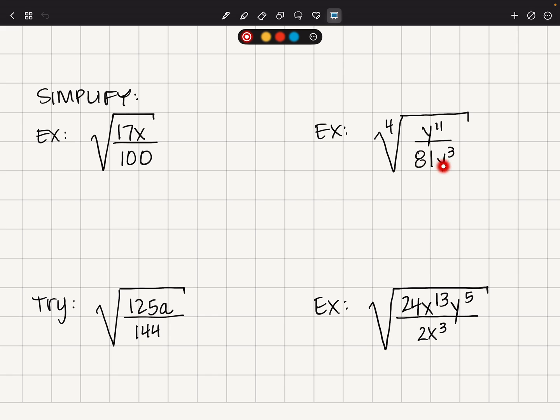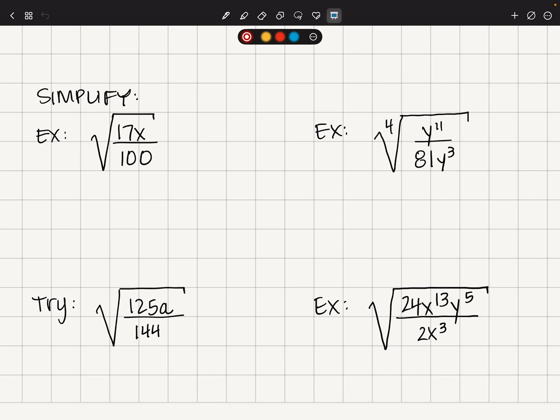When you look at this denominator, that 81, not the y cubed, but the 81, is a perfect fourth root of 3. The fourth root of 81 is 3. And then here you've got a square root of 144. And here you've got a square root of 2, but these two things are going to work out because you're going to be able to divide them out.